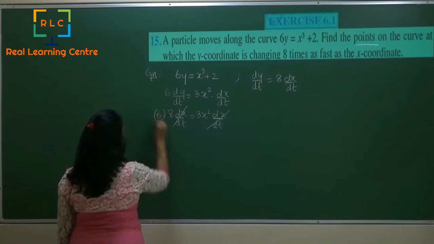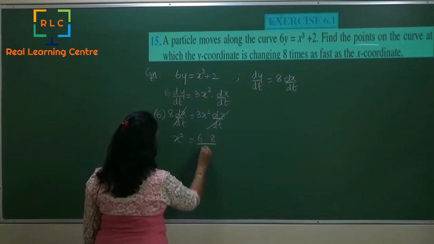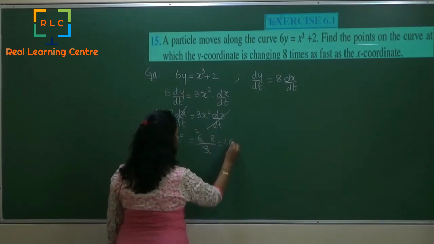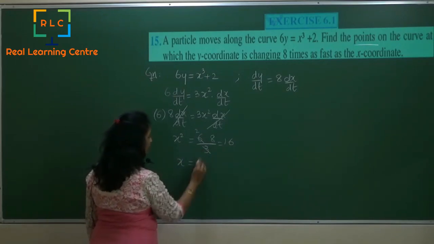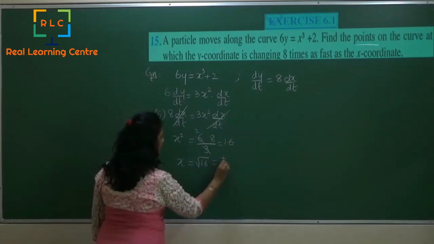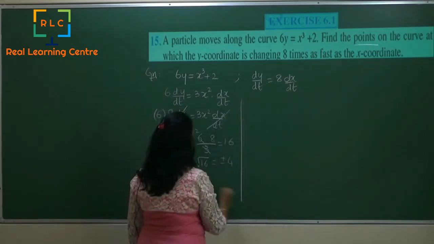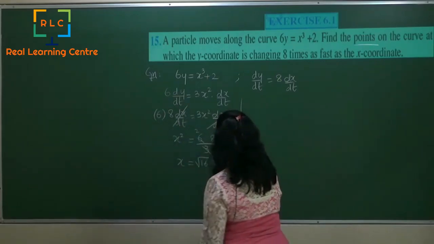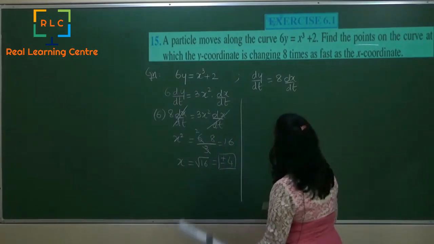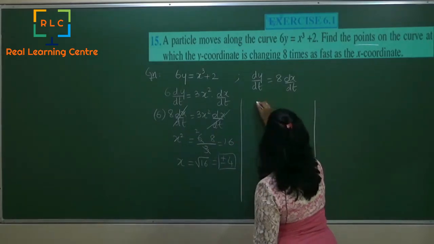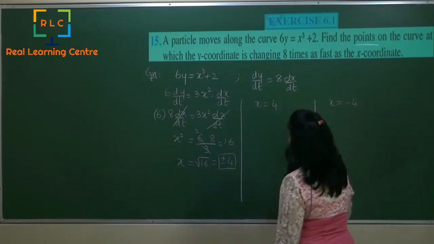And x square is equal to 6 into 8 divided by 3. 3 ones are 3, 3 twos are 6, which is equal to 16. So x is equal to square root of 16, which is equal to plus or minus 4. Now underneath this you take two cases. Underneath this you split your pages like this, and once you do x equal to plus 4, the other time in the second case you take x is equal to minus 4.